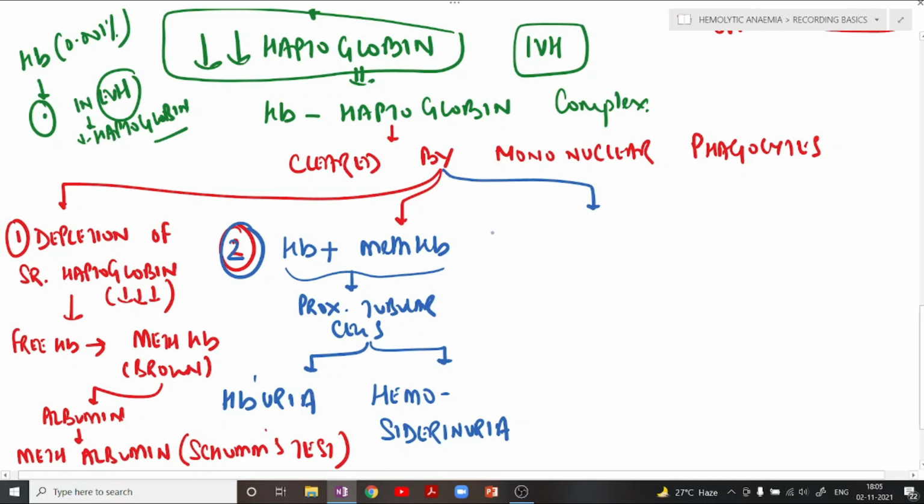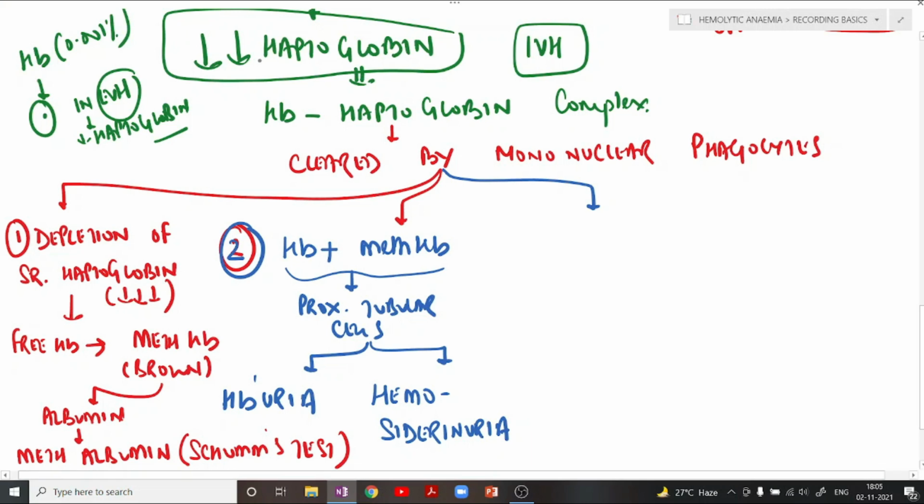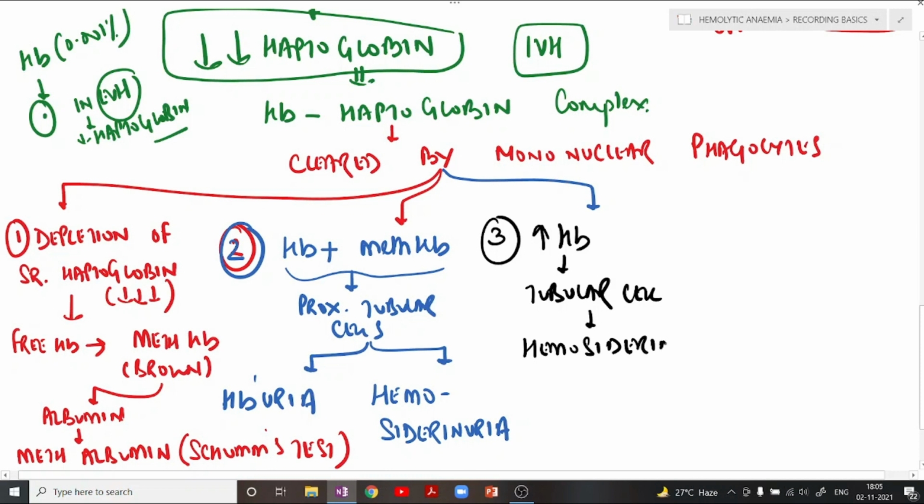Now because hemoglobin contains iron, if there is an excessive amount of intravascular hemolysis, more hemoglobin is going to get reabsorbed into the tubular cells of the kidney, and more will be converted into hemosiderin. So excessive hemosiderin deposition can lead to what is called renal hemosiderosis. Okay.